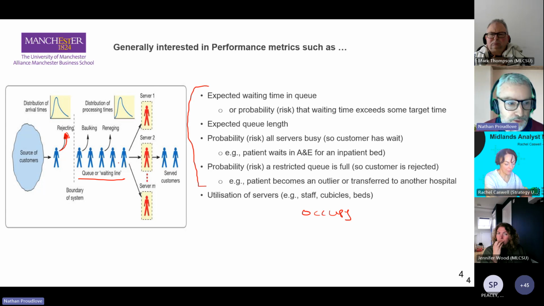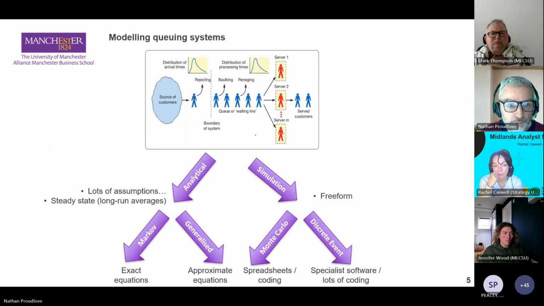And for simple systems like this, if we make lots of assumptions, we can get to some numbers quite quickly. But more importantly, we can see the impact, the sort of scale and direction of the impact, if we vary the number of beds, if we in particular think about changing the variations. What would that do to our performance?